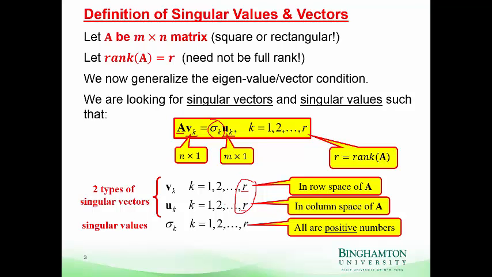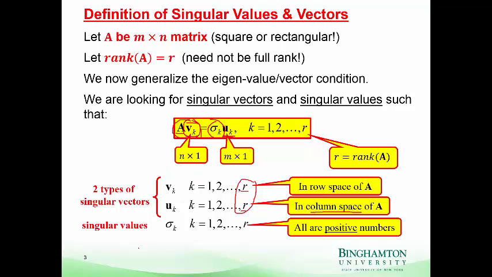And it's pretty easy to see that each UK is in the column space of A. It has to be, since it's being built this way. A little harder to see, but if you go back and look at when we talked about solving an equation, AX equal to B, we said that we could think of X as being in the row space of A. And so the VKs will be in the row space of A.